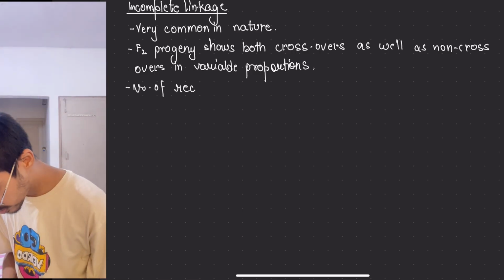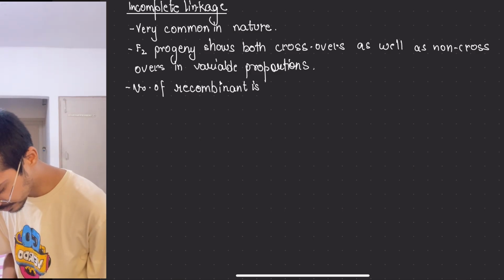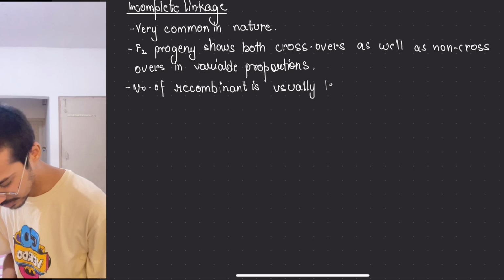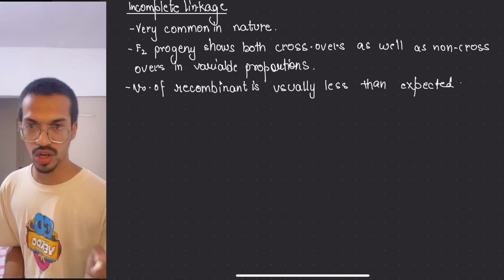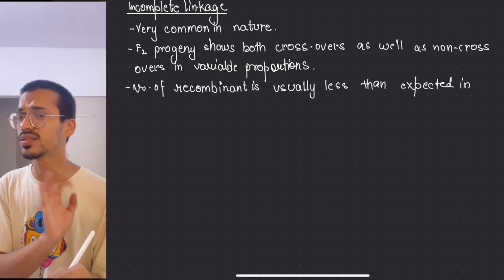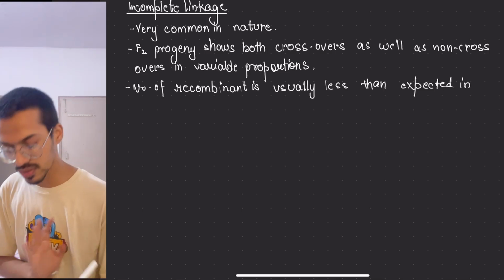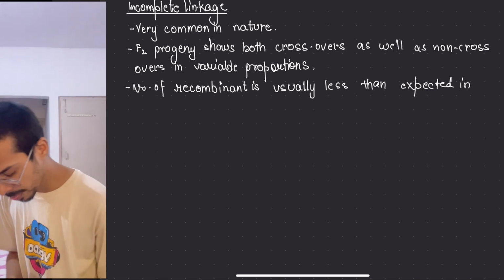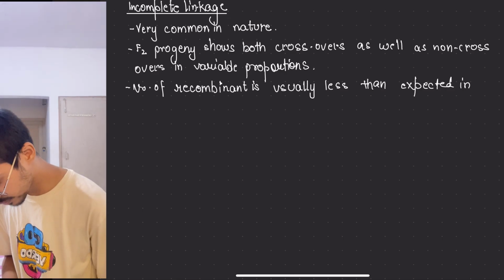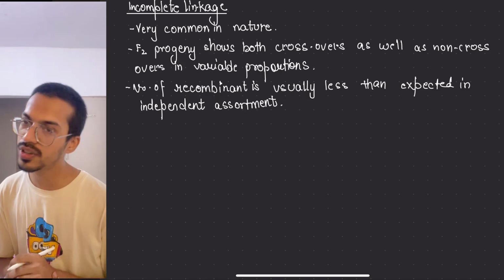So the number of recombinants is usually less than expected in independent assortment, which is 10:6. That 6 is not there, less than that is there. So 10:2, something like this. No, less than that. So less than expected in independent assortment, and we see this in the female Drosophila.